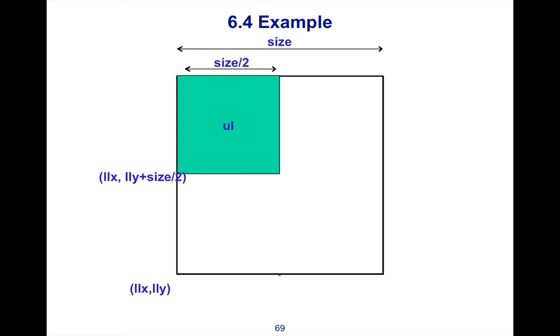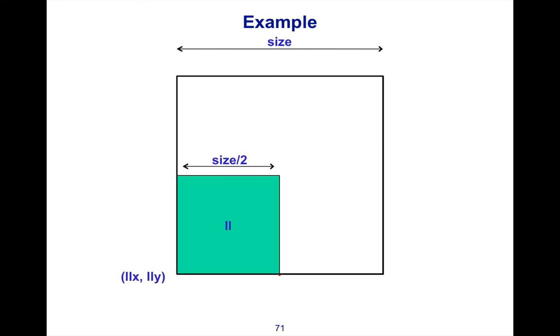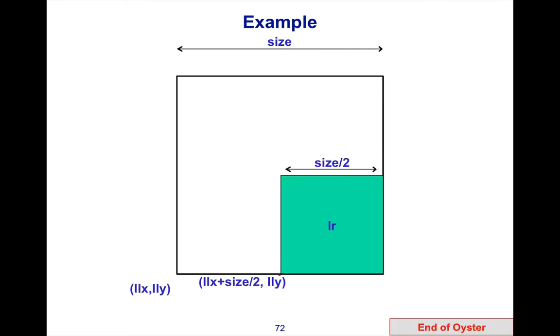Now the upper right one is halfway over and halfway up, so its lower left-hand corner is x and y with size over 2 added to each one of them. And its size is also size over 2. All these subquadrants are size over 2 compared to the larger square. The lower left one, as mentioned before, is coincident with the larger square, so its lower left-hand corner is simply x and y, and it's half the size of the larger square. And finally, the lower right one is x plus size over 2 over, and the same y-coordinate. We've seen this coordinate before as the middle of the bottom edge, and its size is size over 2.